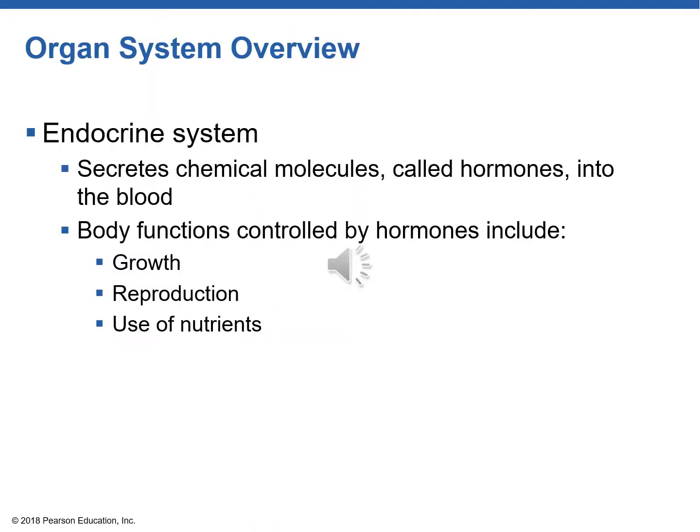Fascinated by the endocrine system. It is made up of glands spread around our body. An example would be the thyroid gland. These glands secrete hormones which float around the body by way of the bloodstream, and they have impacts throughout the body. Some of these impacts include growth, reproduction, and how nutrients are used, like glucose, but it has many other roles as well.